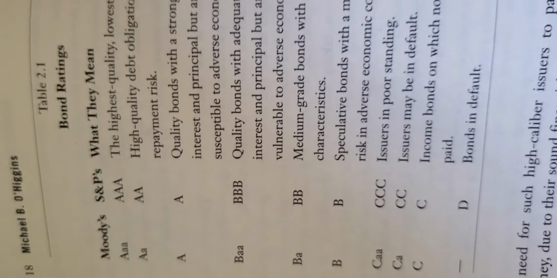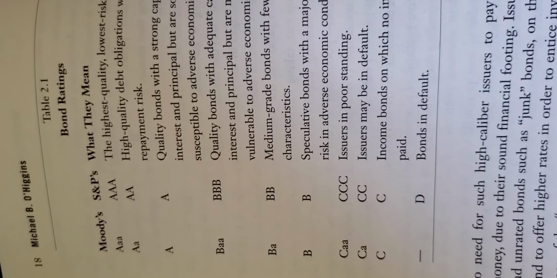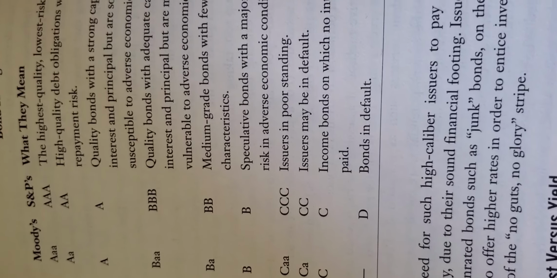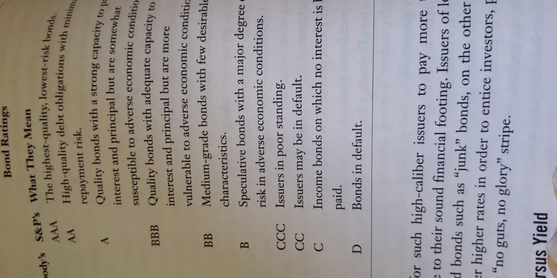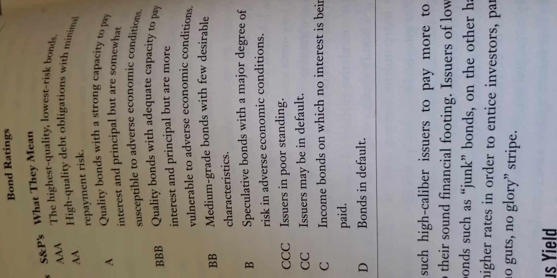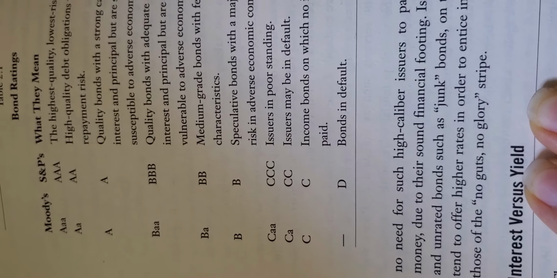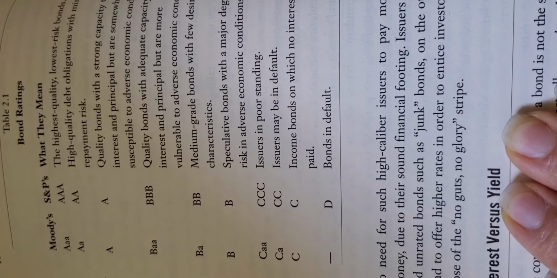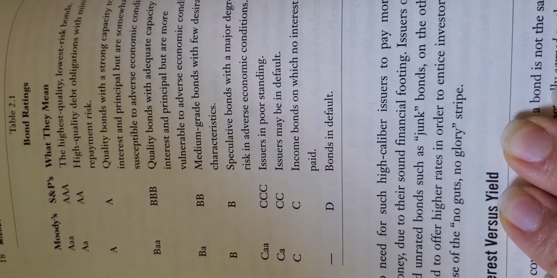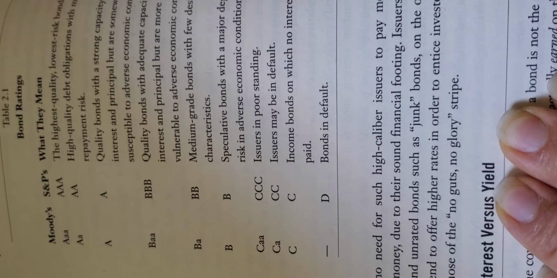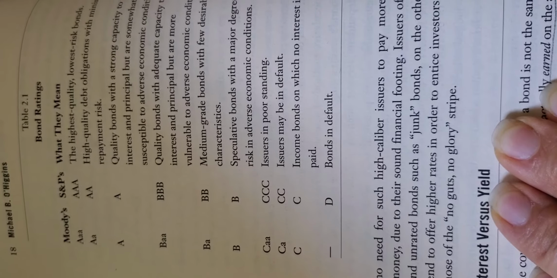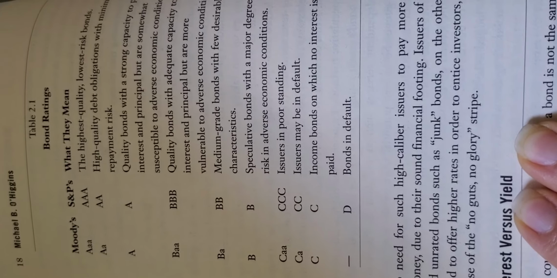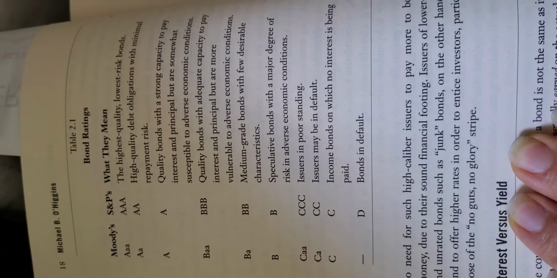The A's are the highest quality, lowest risk, all the way to AA, and then A. And then there's a Baa for Moody's and a BBB for S&P, and these are quality bonds with adequate capacity to pay interest. But then you go into the BB, B, and C's. These people or companies are in poor standing and are ready to default, and it's really risky to go anything lower than a BBB, or a Baa for Moody's. But that is what they mean.